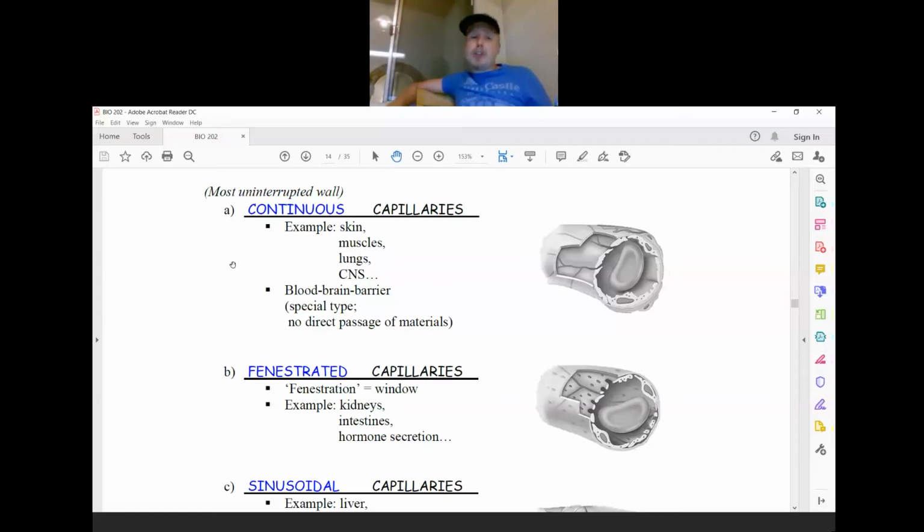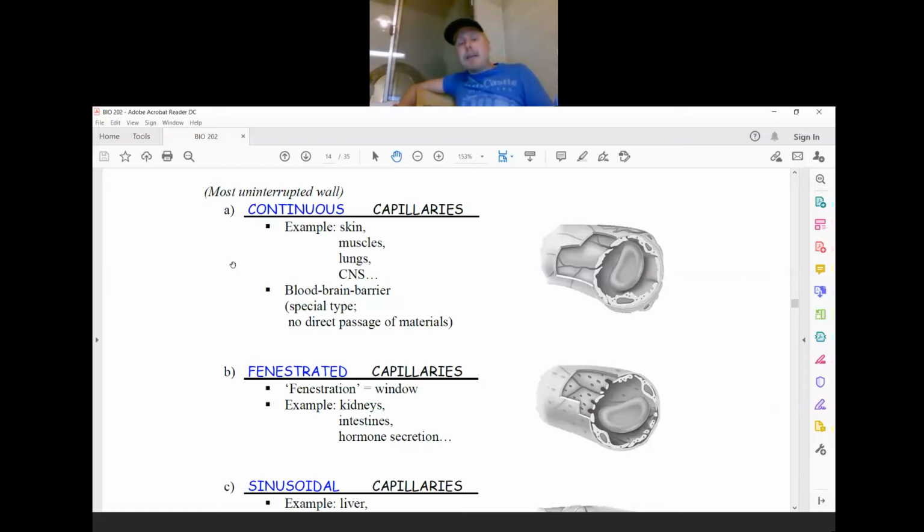We end up finding continuous capillaries, especially at the skin, muscles, lungs, central nervous system. There is a special kind of barrier. So we want to keep our brain and the blood that flows within the brain separate from the rest of the circulatory system. So we end up finding the blood-brain barrier at that site. This blood-brain barrier doesn't facilitate direct passage of materials, but really what I want you to know is just that we have a continuous wall layer of the tunica intima in these continuous capillaries.